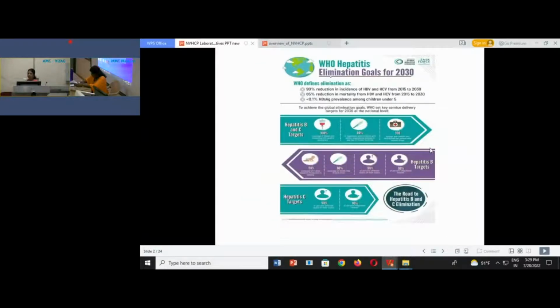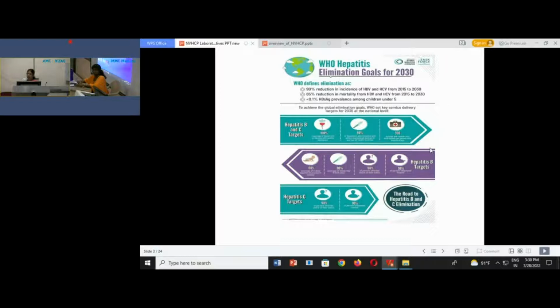WHO hepatitis launched an elimination goal for 2030. The World Health Organization defines elimination as a 90% reduction in incidence of hepatitis B and hepatitis C from 2015 to 2030, and a 65% reduction in mortality from hepatitis B and hepatitis C from 2015 to 2030, and less than 0.1% HBsAg prevalence among children under 5 years.